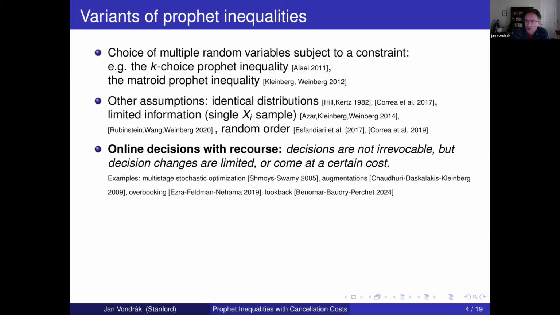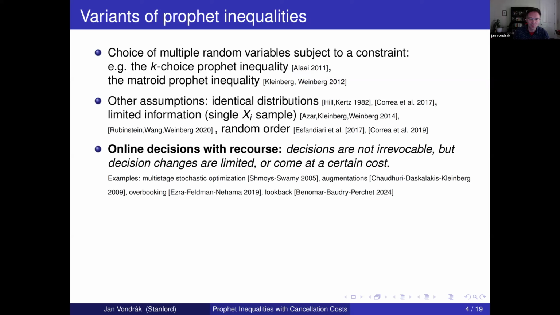Other extensions have been along the lines of relaxing the assumptions on the distributions, or making them more stringent, like assuming that all the distributions are identical, or having less information than actually knowing the distributions. Maybe we only have one sample from each distribution, and so on. So there's a huge body of literature here. And the third direction I want to mention, which is the most relevant one to our work, is variants of the problem where we don't necessarily have to commit to a solution irrevocably, but we can still change our decisions later at a certain cost.